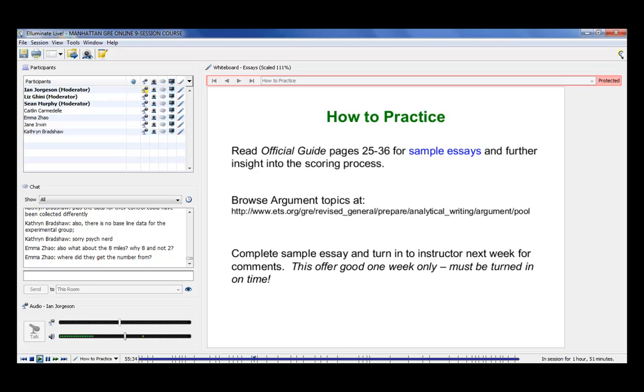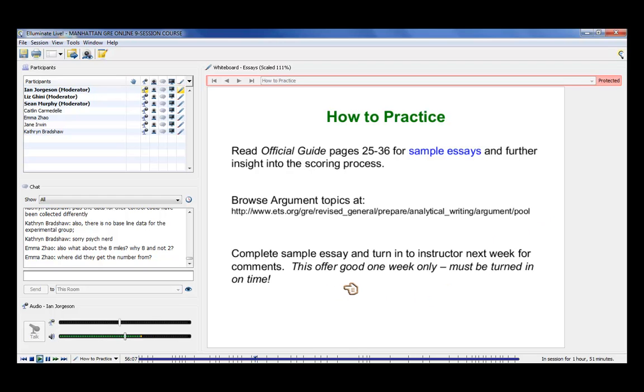So final points to make. In the official guide, near the front, there are going to be sample essays and further insight into the scoring process. I would glance at a few of the sample essays just to get an idea for them, but I would not spend a lot of time looking at all of them. You can look at all of the topics online. And I'd once again do the same thing I do here, which is I'd glance at them, I'd read a few of them, but I wouldn't spend a whole lot of time on that.